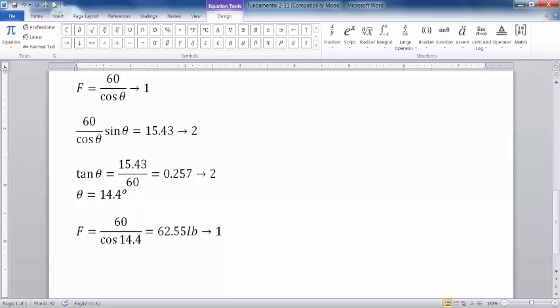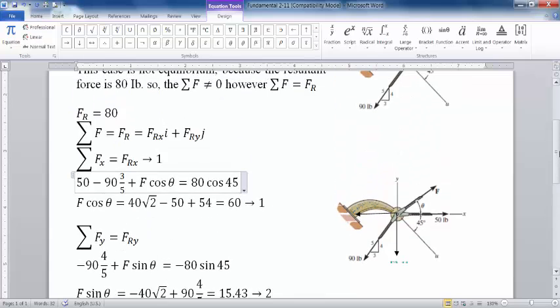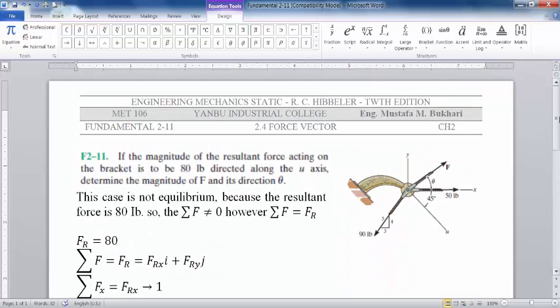It is a very easy question, but it is not equilibrium, it is non-equilibrium. This is an equilibrium equation.